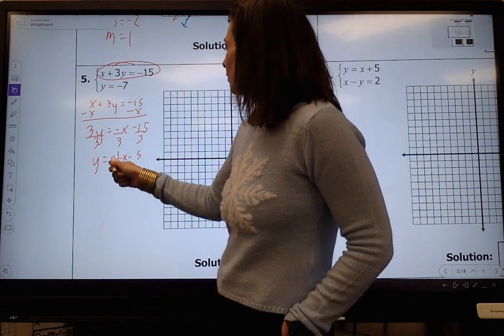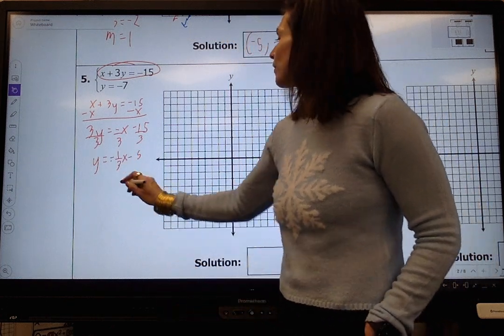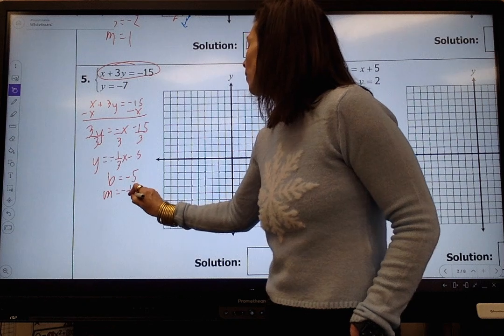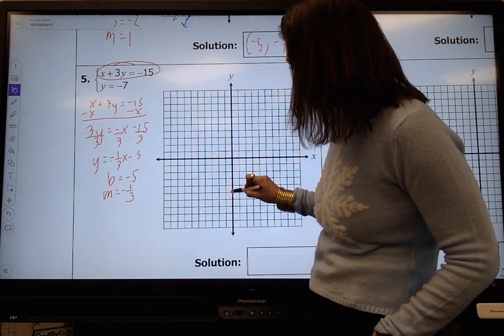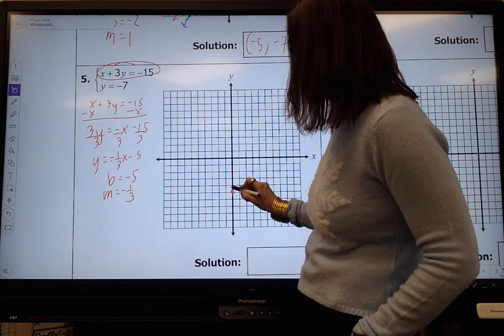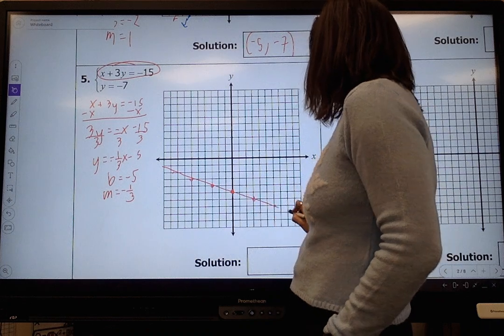Oops, x is on the wrong side. And that's a negative. Negative 1/3 x minus 5. So my beginning point's negative 5. My slope is negative 1/3. So I begin on my y-axis. And I go down 1 over 3, down 1 over 3, down 1 over 3. And reverse it all the way through the graph.